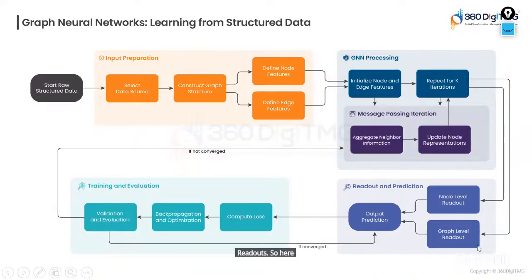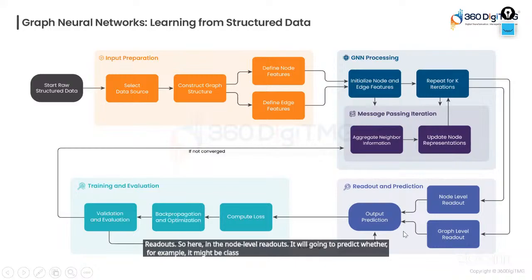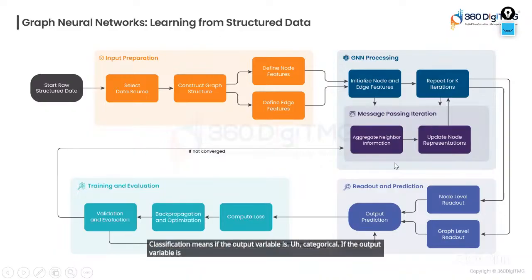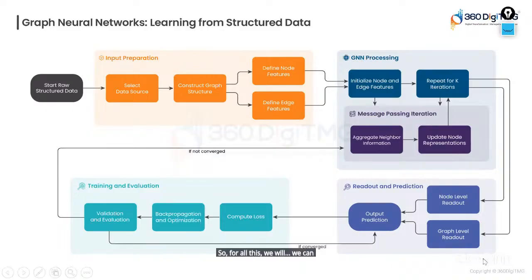In the node level readouts, it is going to predict, for example, a classification problem or a regression problem. Classification means the output variable is categorical. If the output variable is numeric, we have a regression problem. So for all this, we can have node level and graph level readouts.